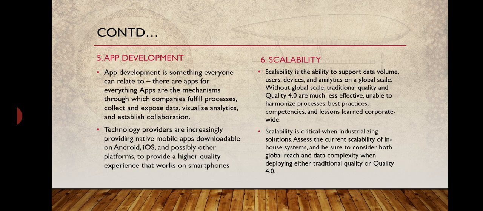Next comes scalability. Scalability is the ability to support data volume, users, devices, and analytics on a global scale. Without global scale, traditional quality and Quality 4.0 are much less effective, unable to harmonize process best practices, competencies, and lessons learned corporate-wide. Scalability is critical when industrializing solutions. Assess the current scalability of in-house systems and be sure to consider both global reach and data complexity when deploying either traditional quality or Quality 4.0.